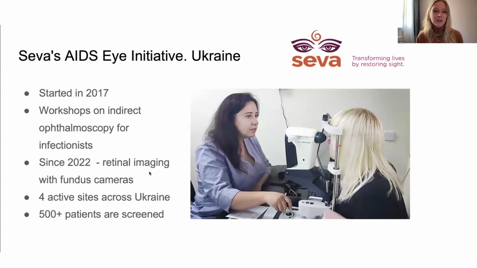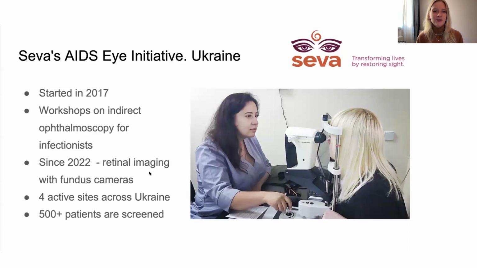And initially it was about teaching infectionists to do indirect ophthalmoscopy. And we already mentioned today that indirect ophthalmoscopy started to decline because of the presence of this ultra-wide field imaging techniques. So the initial thought was to teach infectionists how to do indirect ophthalmoscopy to prevent blindness in the patient. And here you can see the infectionist.